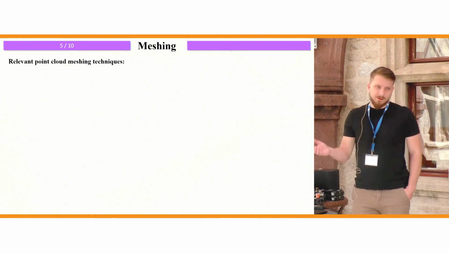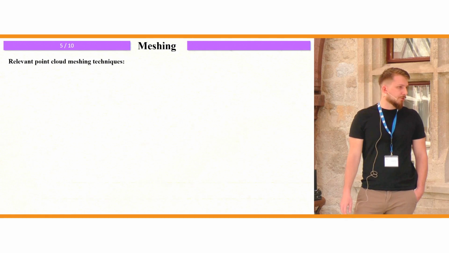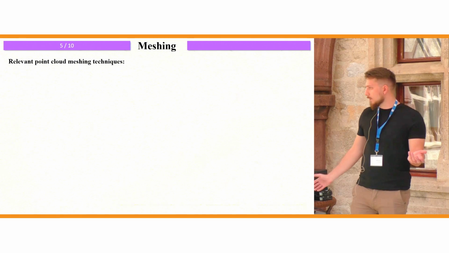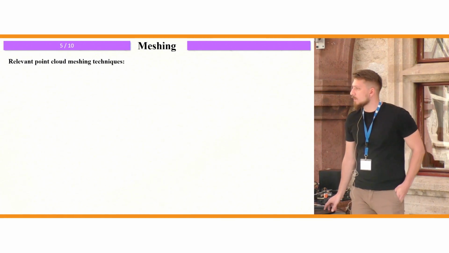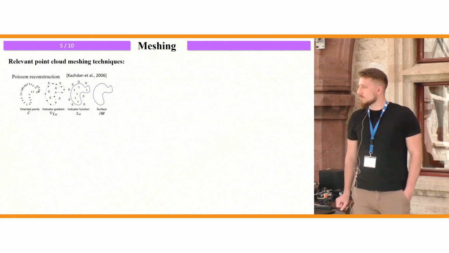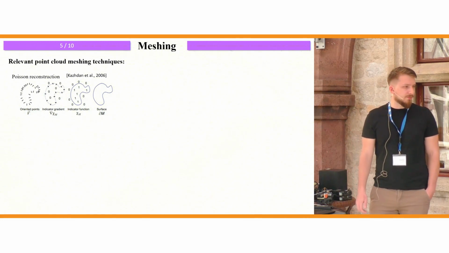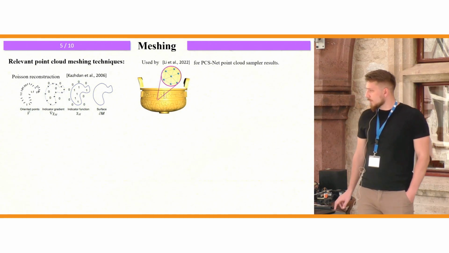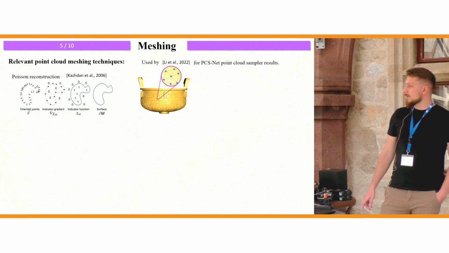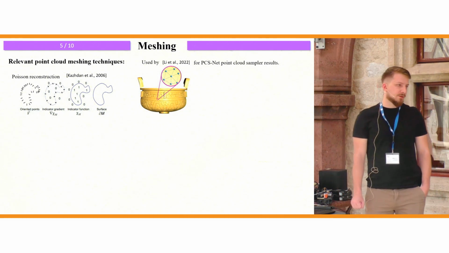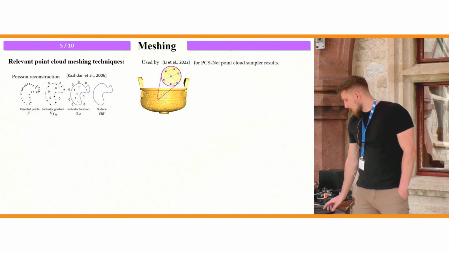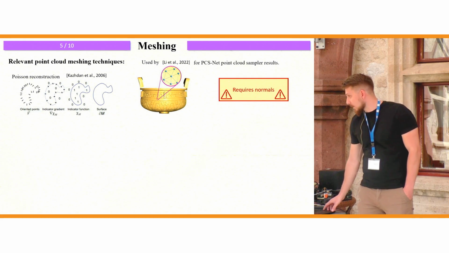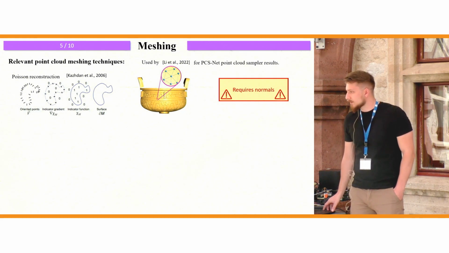Then the result will have to be meshed. So we only have a point cloud from the sampled points, and we want to triangulate it, so we have a couple of options. The industry standard is the Poisson reconstruction, which is also used by this very similar article using the PCSnet for simplifying point clouds. But the problem is that the Poisson reconstruction requires normals, and we don't have normals in all data sets.